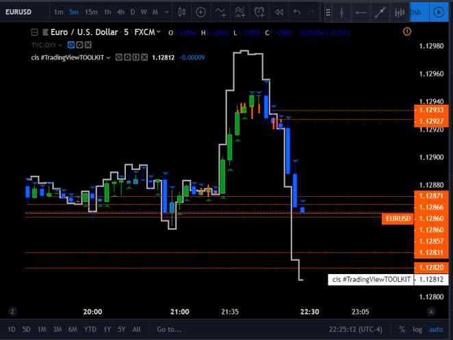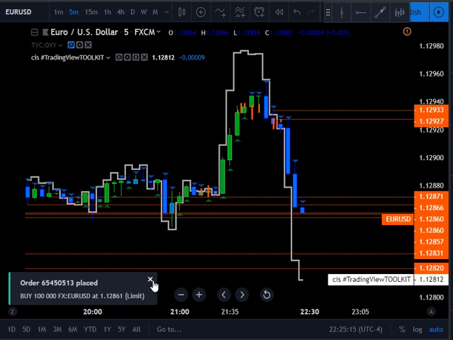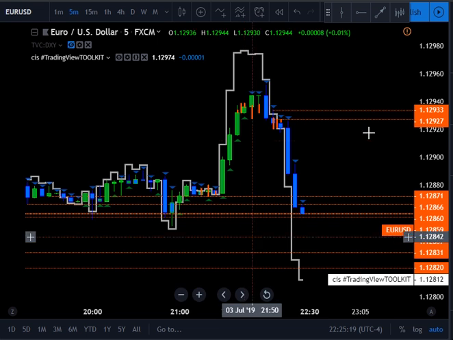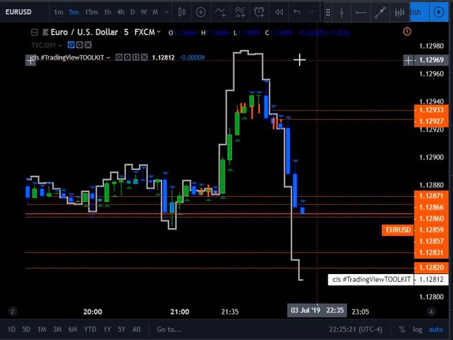I'm going to take a small piece off on that trade and see if we don't see it push right through when I do that and get down below that 112.85.